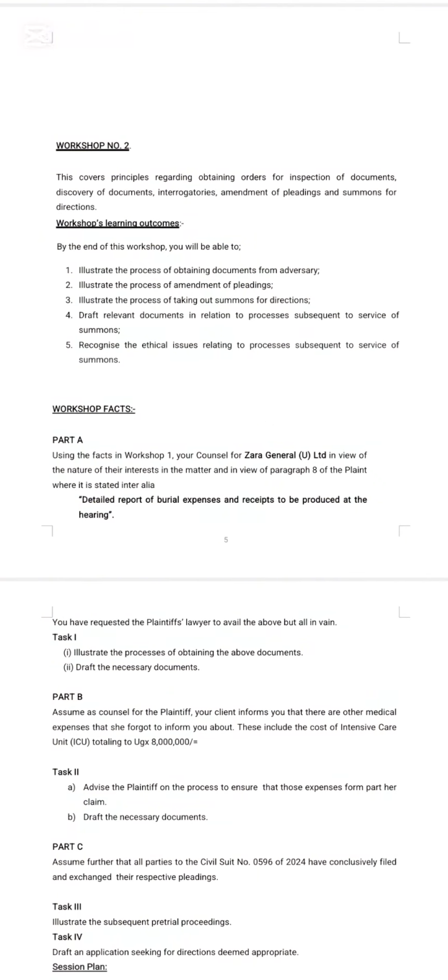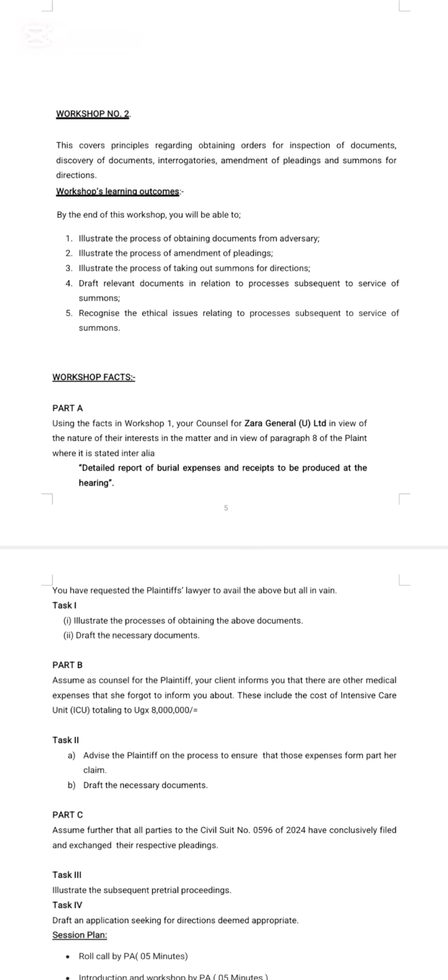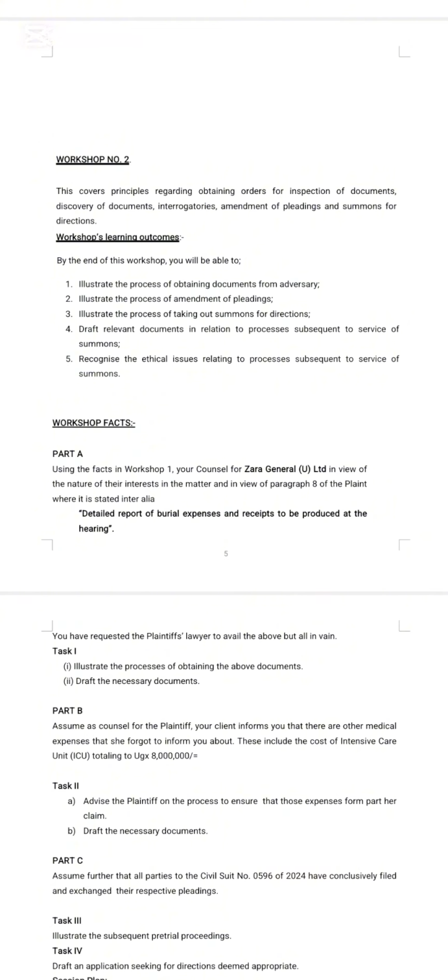So workshop number 2 covers principles regarding obtaining orders for inspection of documents, discovery of documents, interrogatories, amendment of pleadings, and summons for directions. So basically we are going to look at what we call inspection of documents. This arises, for example, in situations where, let me assume that you have sued the bank, and you are relying on maybe a mortgage deed, but the bank is the one which has the mortgage, and you have written to the bank and they have failed to give you the mortgage. So what you do, you proceed under Order 10, where we have interrogatories, discoveries, and inspections.